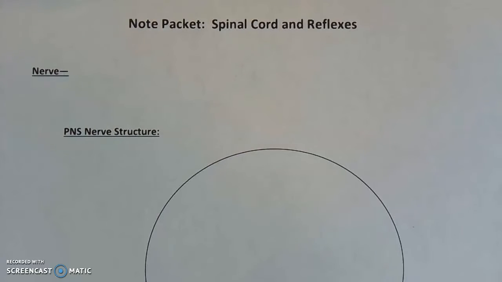So we're going to be talking a little bit about the general structure of a peripheral nervous system nerve. We're going to be looking at cranial nerves from the central nervous system. We're going to be looking at how the spinal cord works and the structure of the spinal cord. And then we're going to put a lot of different things that we've been talking about together when talking about reflexes. And we're going to look at 3 different types of reflexes that are in your body. So for this first video, we're just going to look at what a nerve is and its general structure.